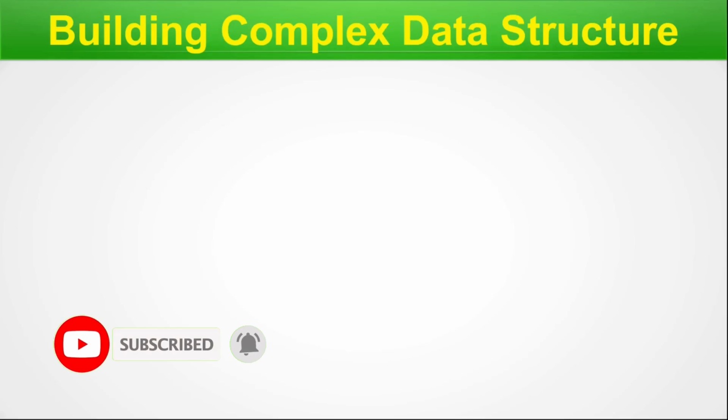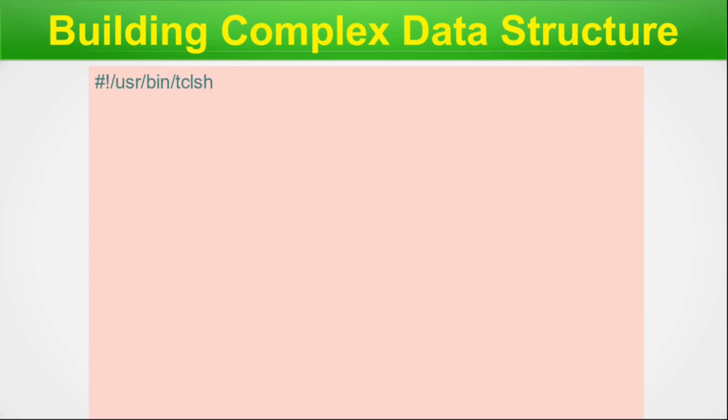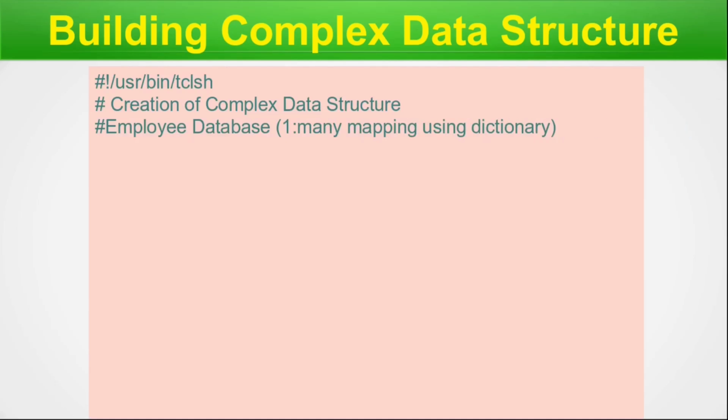Building a complex data structure, okay. So a dictionary is meant for complex data structures. Let's see how we can do it. We start our example here. Here goes our code. First line is the shell. So this is the creation of a complex data structure. It will create an employee database.